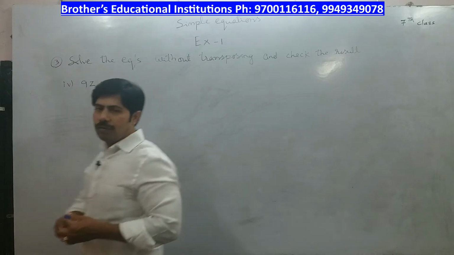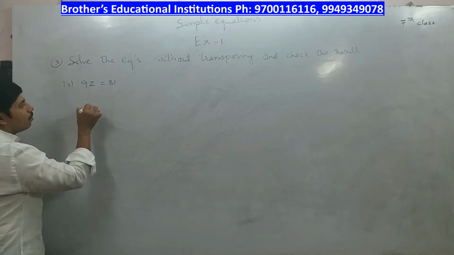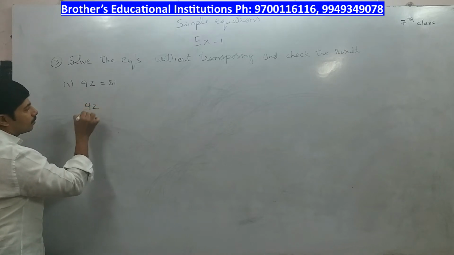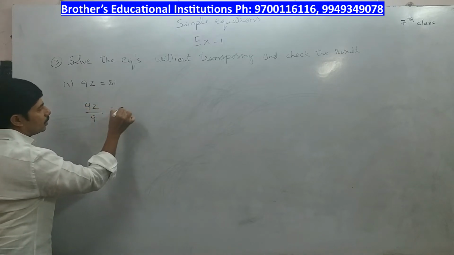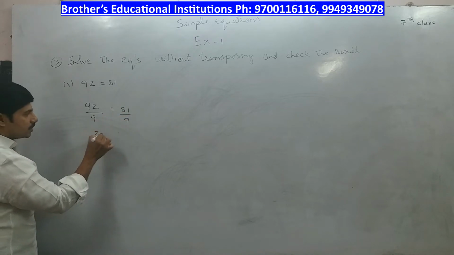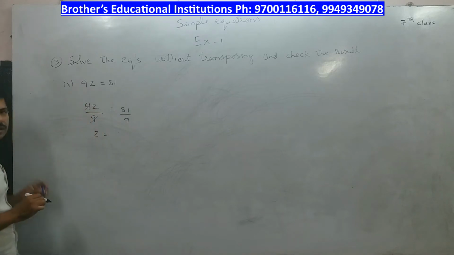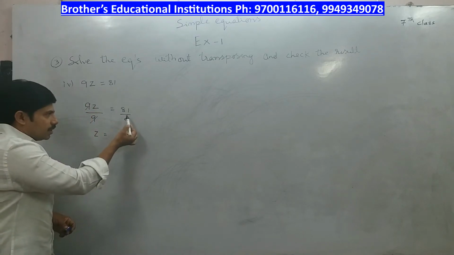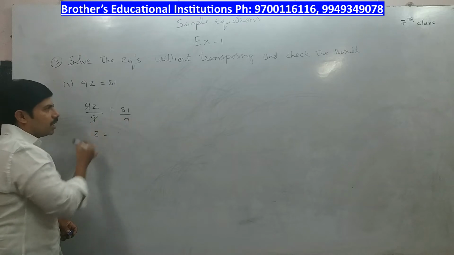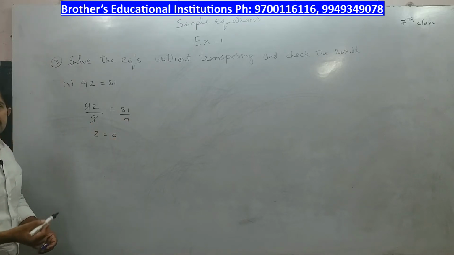So now what we will do is 9z is equal to 81. Divide both sides with 9. So we get z is equal to, because 9 we can cancel after dividing. So see, 9 ones are 9, 9 nines are 81. So 81 goes 9 times. So the value of z is 9.